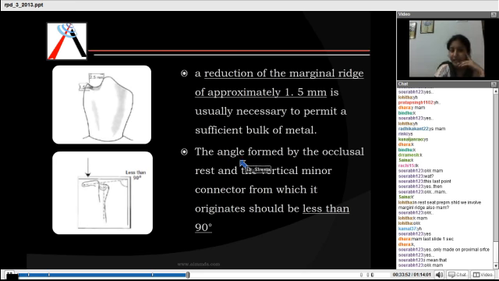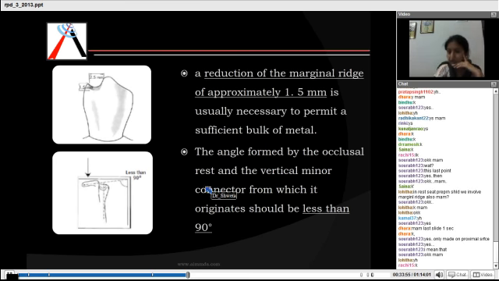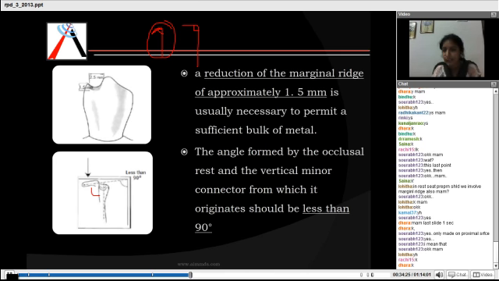Okay, there is one more. The angle formed by the occlusal rest and the vertical minor connector from which it originates should be less than 90 degree. Now what they say is, if this is your rest and this is your minor connector, it should be less than 90 degree. Why? Because your rest cannot lie like this with the minor connector. It cannot be 90 degree or more than that. It will displace because it has to go along with the tooth. So it should be less than 90 degree to the minor connector. So these are the basic rules.